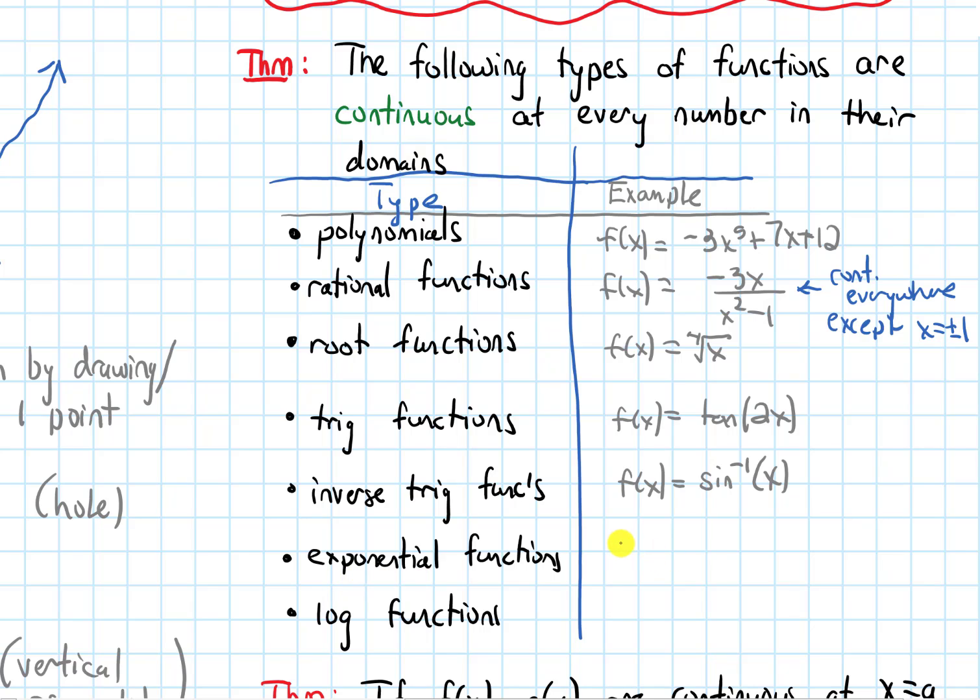Exponential functions. An example is f of x equals 2 to the x plus 1. An exponential function is a function that has the variable in the exponent. And logarithmic functions, so things like f of x equals ln of x. Okay, so all of these types of functions are going to be continuous at every number in their domain.